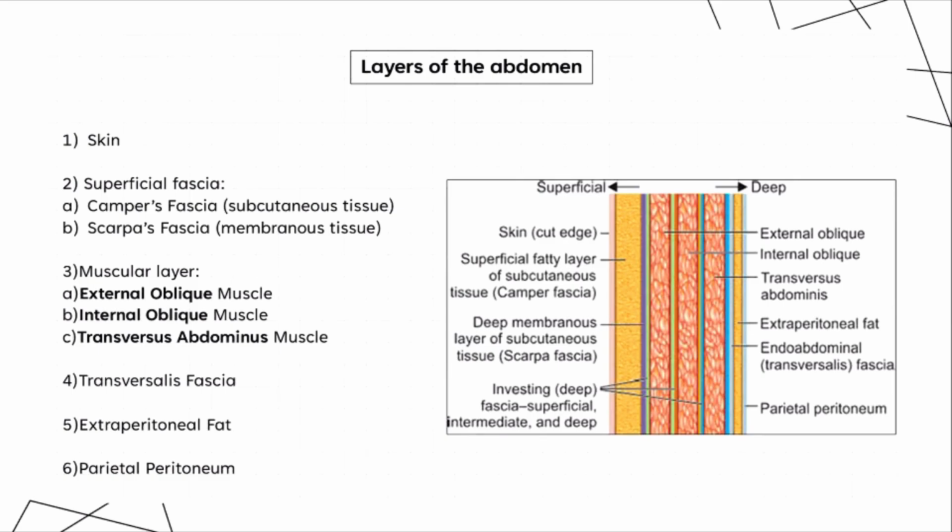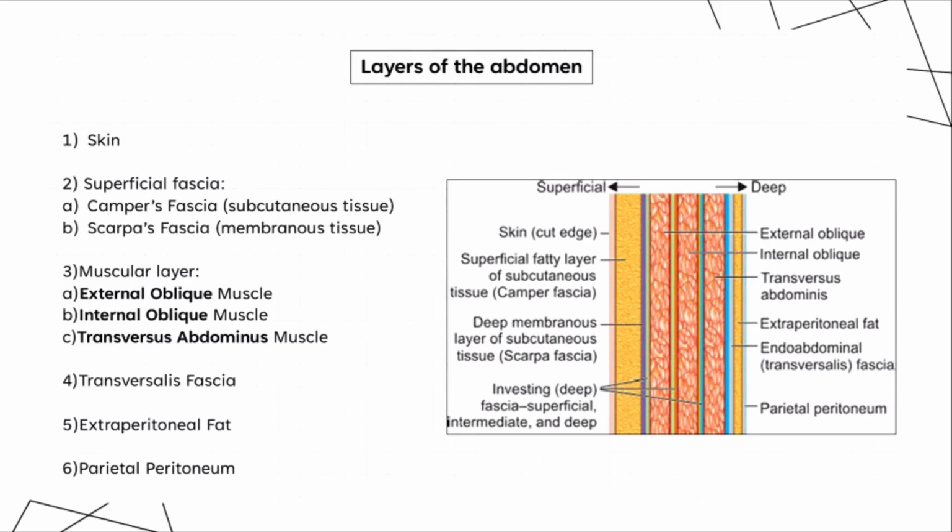And I'm not sure if this is completely part of this question, but it's always good to know this, at least for dissections, which is the layers of the abdomen. From superficial to deep, you have the skin, then you have the Camper's and Scarpa's fascia, then you have a muscular layer with the muscles, you have the transversalis fascia, you have extraperitoneal fat, and the parietal peritoneum.